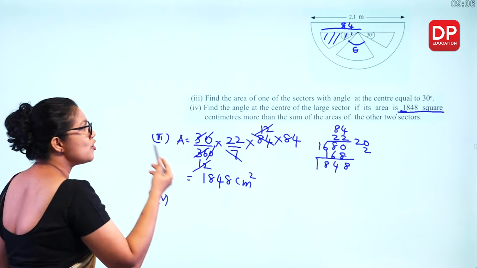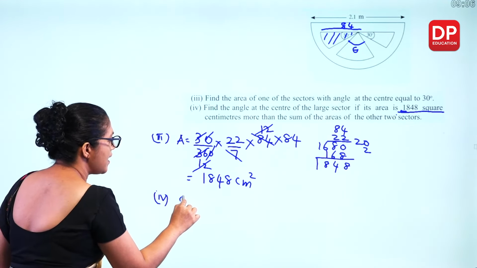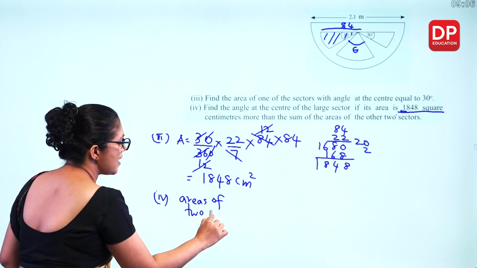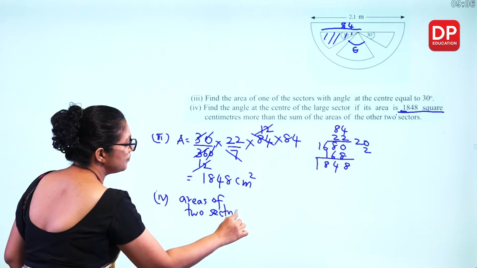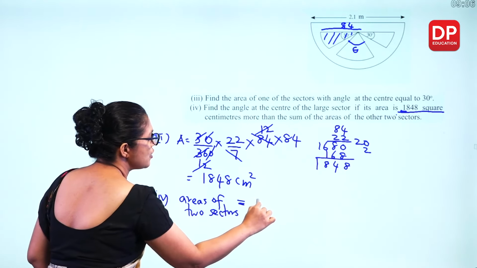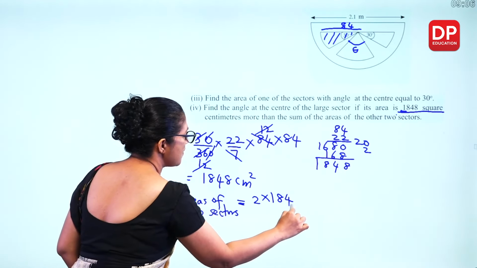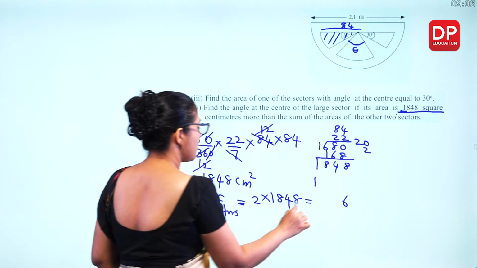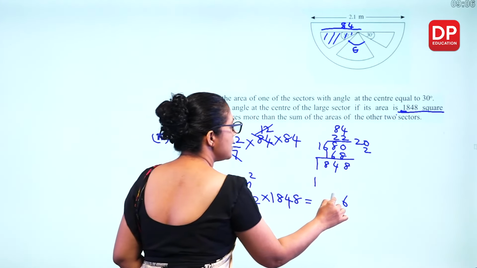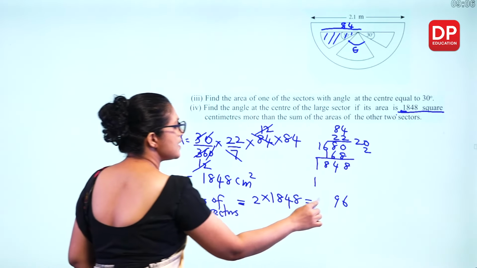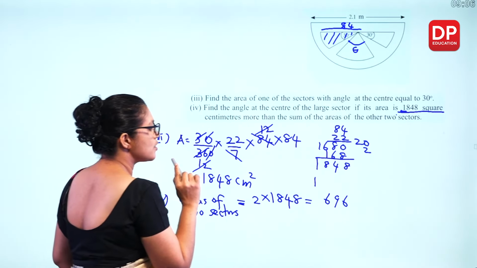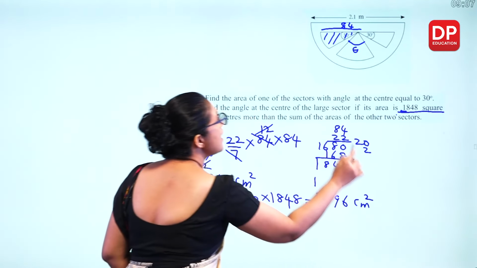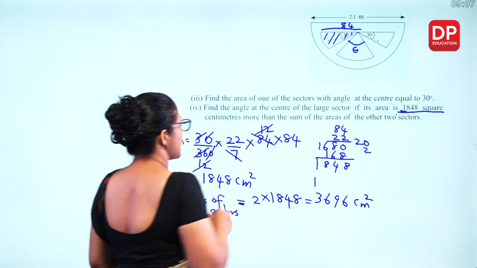So what's the area of one sector? This. So when you multiply by 2, you get areas of two sectors. So what is areas of two sectors? You have to multiply this by 2. 2 times 1848. So what's the answer? 2 times 8, 16, 1 remaining. 2 times 4, 8, plus 1, 9. 2 times 8, 16, 1 remaining. 2 times 1, 2, 2 plus 1, 3. So that's the area of these two sectors.